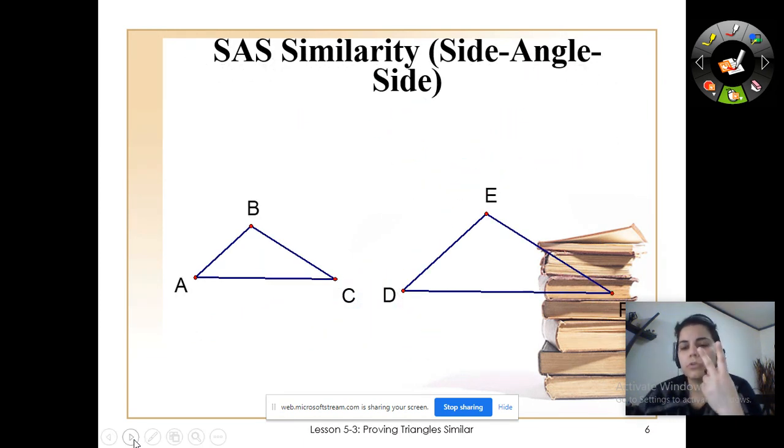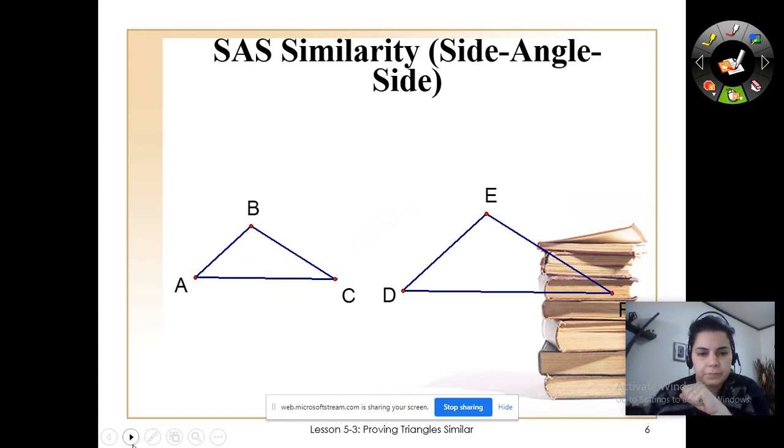Now do your fingers too like this. Okay, so I have side, angle, side. But we don't have to equal side, no, we say an angle between two proportional sides. So I have an equal angle between, we say, two proportional sides. The side should be proportional.